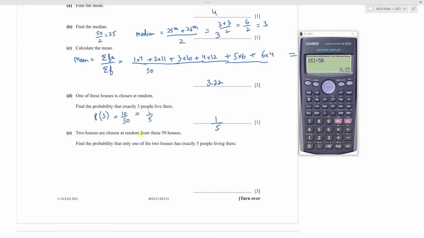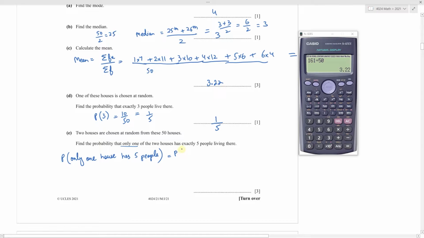Two houses are chosen at random from these 50 houses. Find the probability that only one of the two houses has exactly 5 people living there. So the probability that only one house has 5 people. You're choosing two. What's the probability that only one of the two has 5 people? So that means there are two possible combinations.